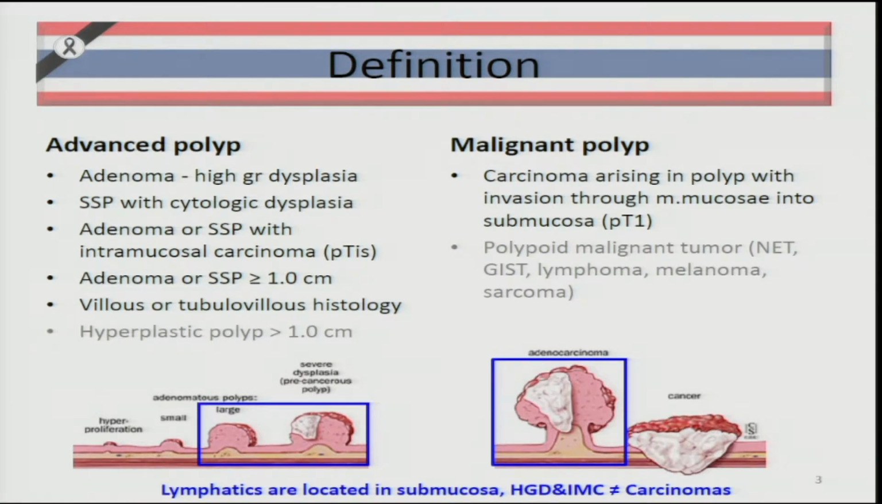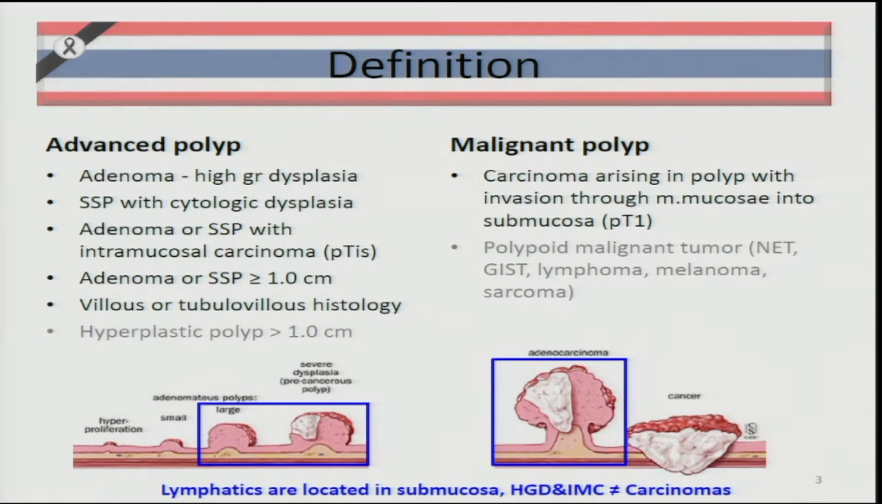And some people include large hyperplastic polyps in this advanced polyp category, believing that this could be SSP that was misclassified by pathologists as a hyperplastic polyp, which is a reasonable thought, and I'll tell you later why.